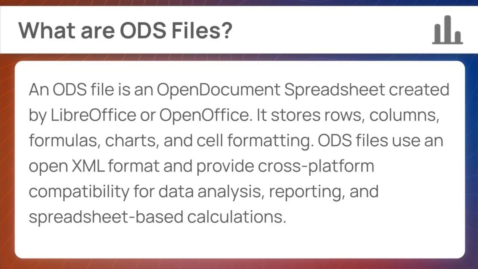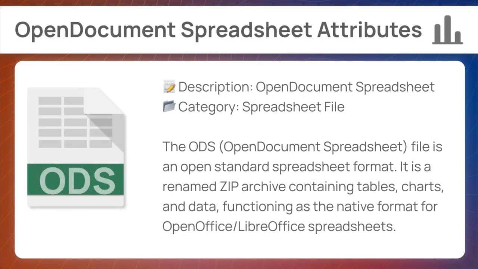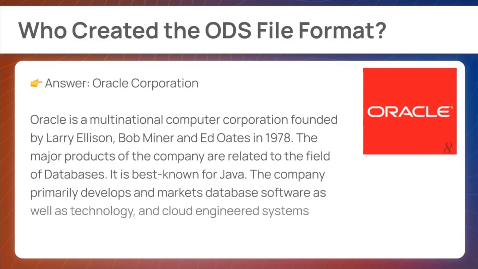The ODS OpenDocument Spreadsheet file is an open standard spreadsheet format. It is a renamed zip archive containing tables, charts, and data, functioning as the native format for OpenOffice LibreOffice spreadsheets. Governed by the OASIS standard, the format is XML-based and designed for interoperability. Its design is structural. The file bundles XML components into a zip container.